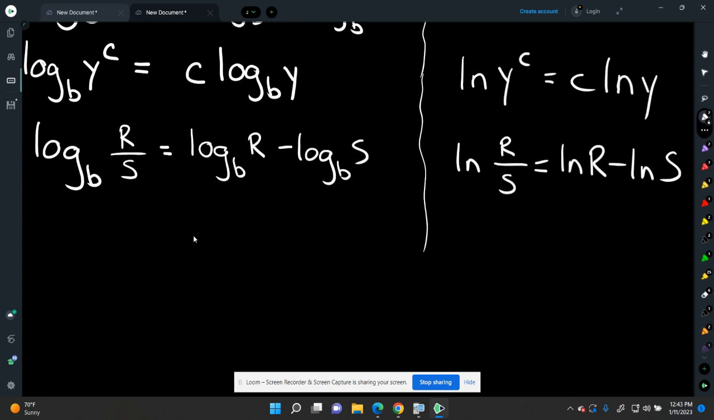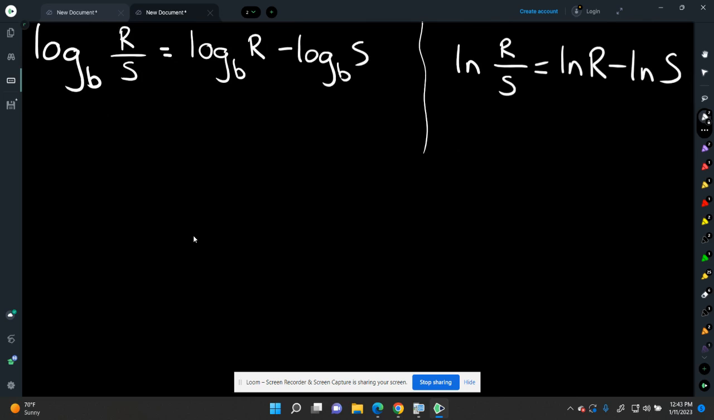Let me see. Power rule, quotient rule, product rule. Okay. So what we're going to do is use these properties to expand and condense some logarithms. Okay? So I'm going to work through these problems with you.